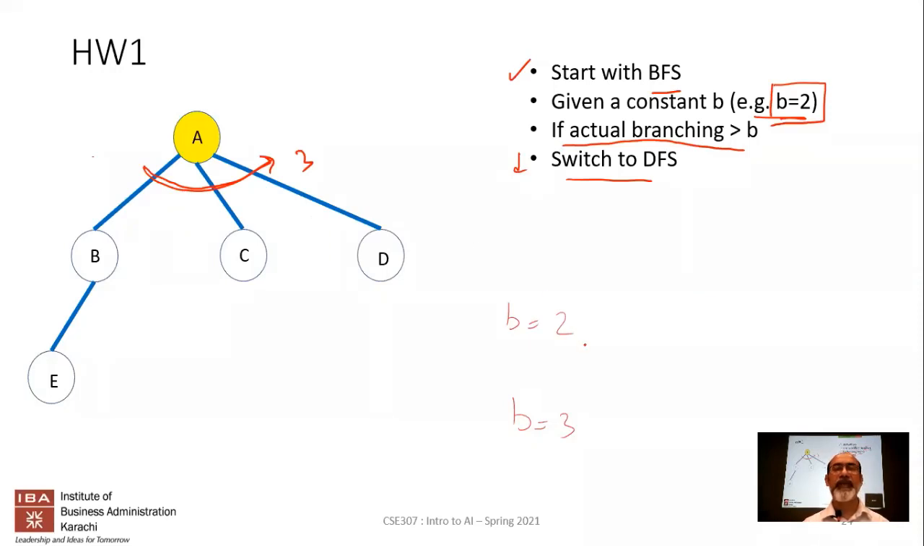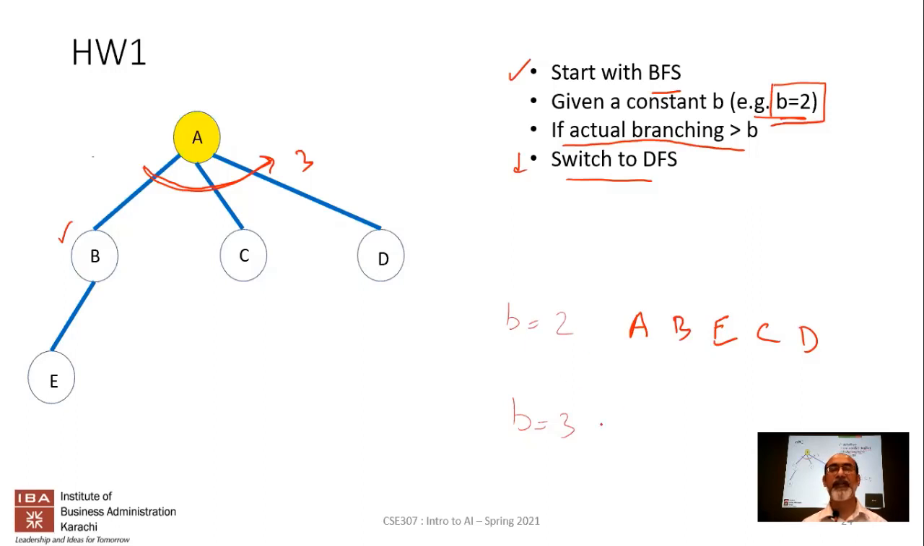So what are we going to do over here? With B equal to 2, tell me what the search would look like. You'd start off with A. Where would you go next? You naturally go to B. Now, as you look at all the neighbors of B, what do you realize? That the branching factor is greater than B. So what are you going to do? Switch to DFS. So where are we going to go next? We're going to go to E. Now E doesn't have any more neighbors, so we go back and go to C and D. Very simple.